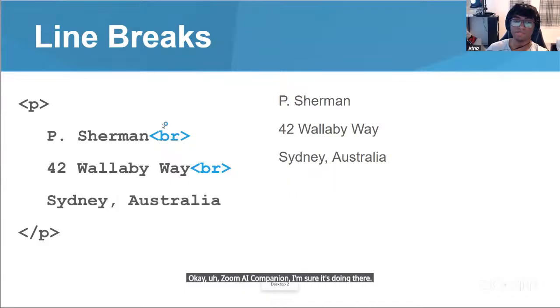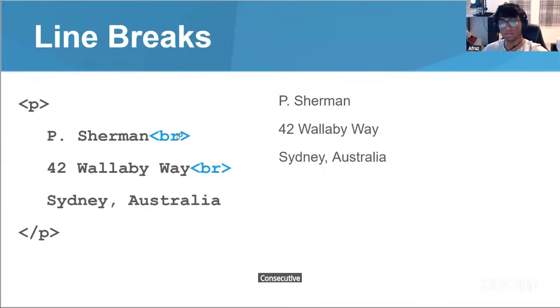Okay, so now we can see it. Everything in this list is on consecutive lines, right? We can see here that the BR tag, all it does is move this to a new line. That's all it's telling HTML to do: go to the next line, right?